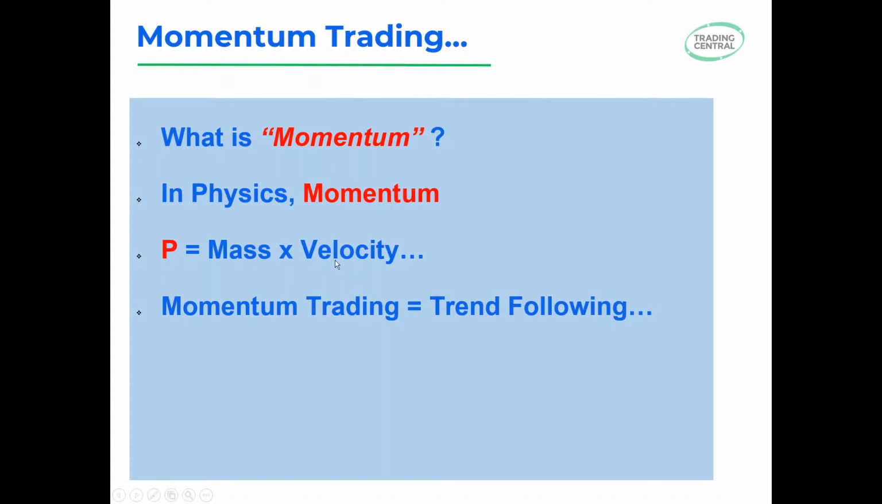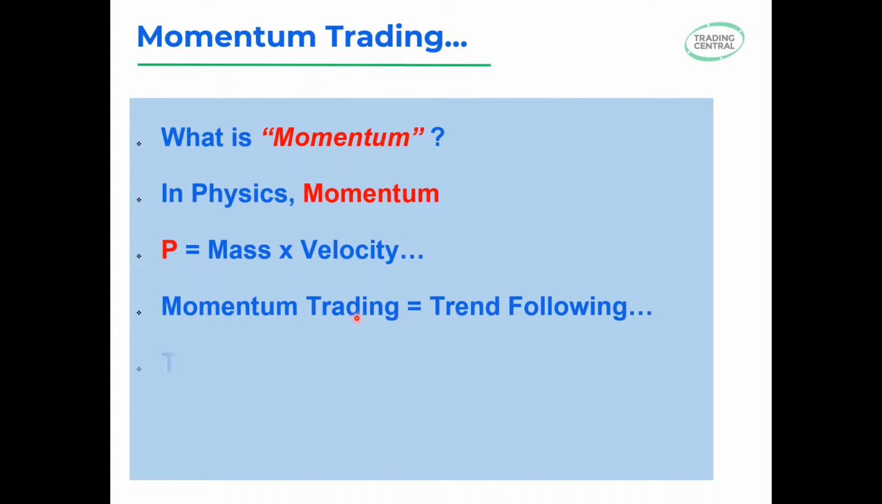It means the bigger the mass, the bigger the momentum. Let me show my pointer. The higher the velocity, meaning the speed, the bigger the momentum. We like to see big momentum in stock trading, don't we? Now, momentum trading, in other words, means we are going to follow the trend. I missed a word here: the big trend. Okay, big one.